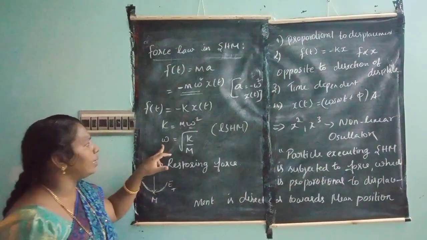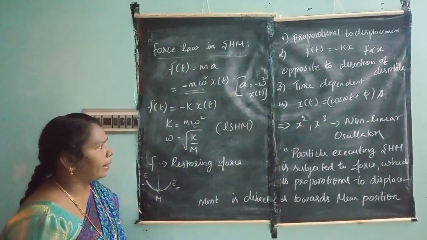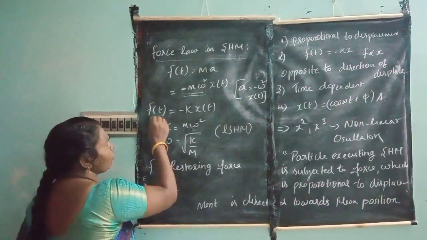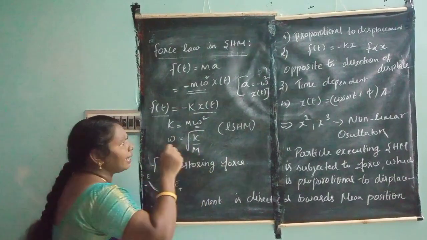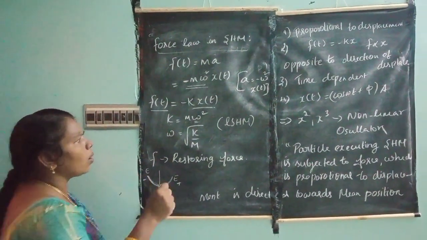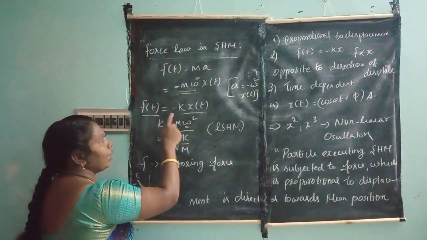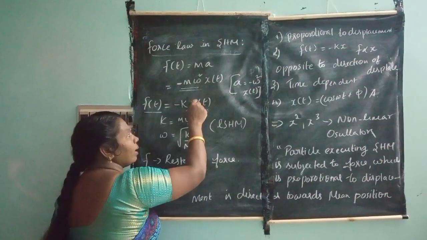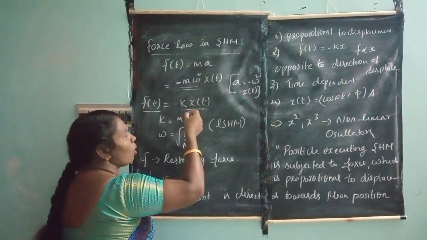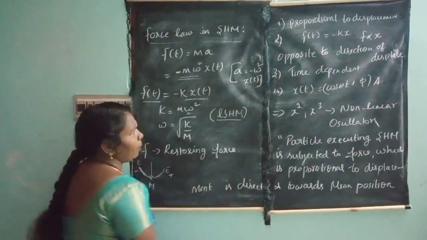From that, omega, the angular velocity, can be written as the square root of the force constant divided by the mass. See here, the force is in terms of a single term, only the x term, so it is called linear simple harmonic motion. This force can be represented according to the variable with power 1, so this is called linear simple harmonic motion.